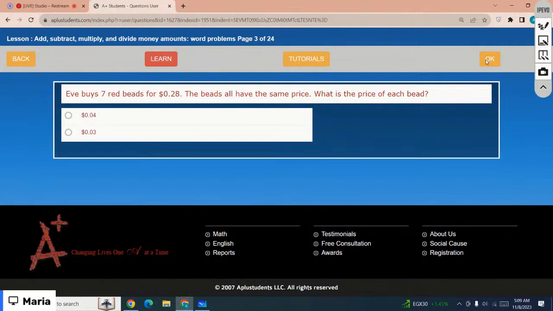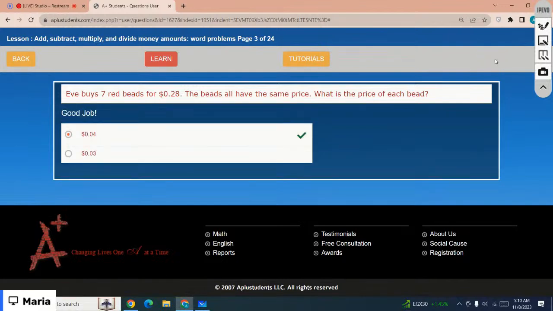How do you calculate? Basically, you need to calculate the unit price, right? You are given the price of the seven beads. You have to calculate the price of one bead. So whenever you have to calculate the unit price, that means one thing: you have to divide. Yes, you have to divide 0.28 by 7. Got it? So the correct option is, yes, very good. That would be 0.04 dollars. Option 1 is the correct option.